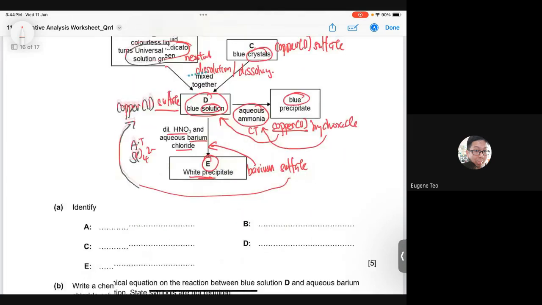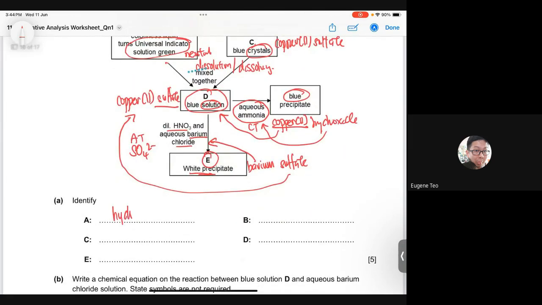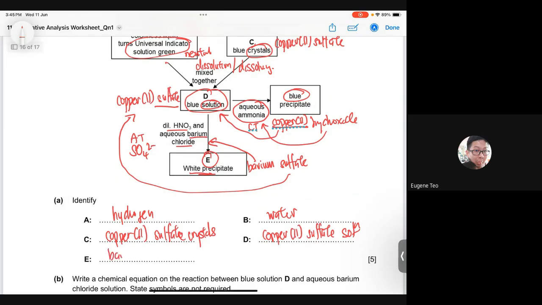So if I look at this whole thing here, A will be hydrogen, B will be water, C will be copper 2 sulfate. If you want to be more precise, you can say copper 2 sulfate crystals. D will be copper 2 sulfate solution. And then E will be barium sulfate.